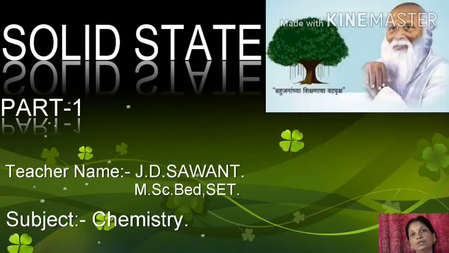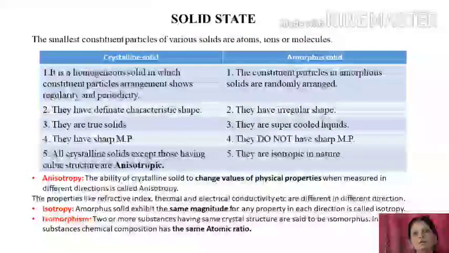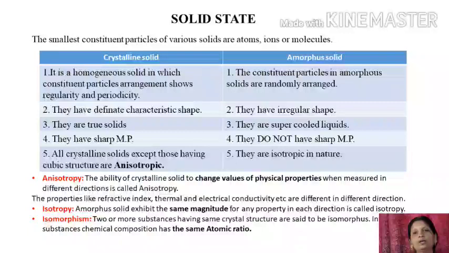Today we are going to see the topic solid state. The smallest constituent particles of various solids are atoms, ions and molecules. The solids are of two types, crystalline solid and amorphous solid. Crystalline solid is a homogeneous solid in which the constituent particle arrangement shows regularity and periodicity. But amorphous solids are solids in which the constituent particles are arranged randomly.